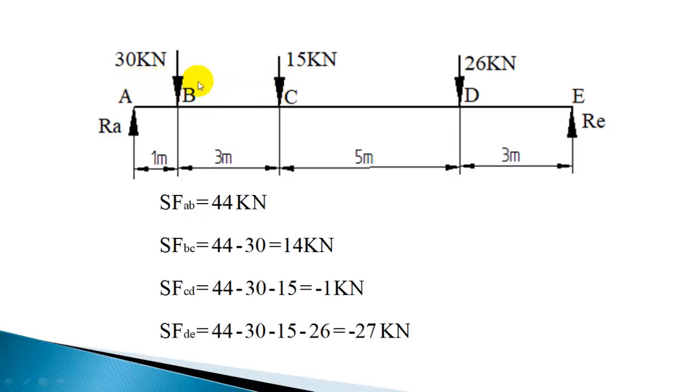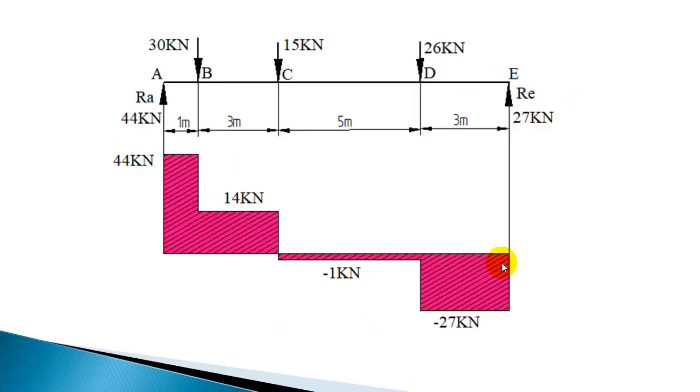Between A and B it is constant, B and C is also constant. So everywhere on the beam the shear force is constant for each section, and we got those values, and now you can plot the shear force diagram. So for the first section it is 44, so proportionally I have taken the distance 44, and for the section BC it is 14, so it is dropping here suddenly because of this point load 30 kilonewton.